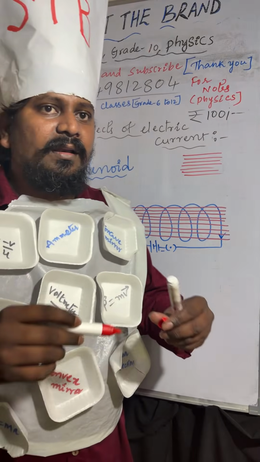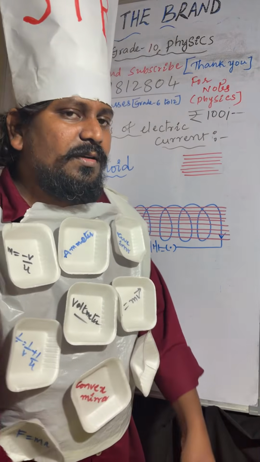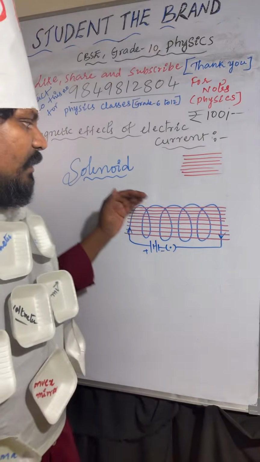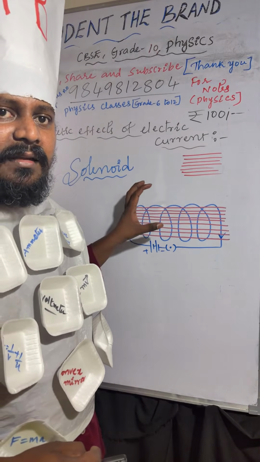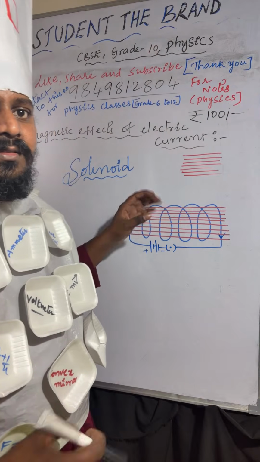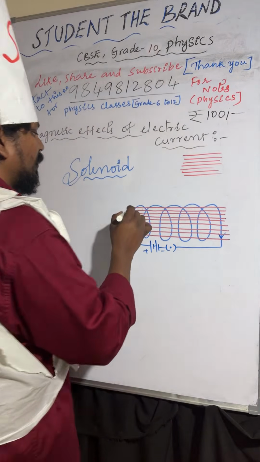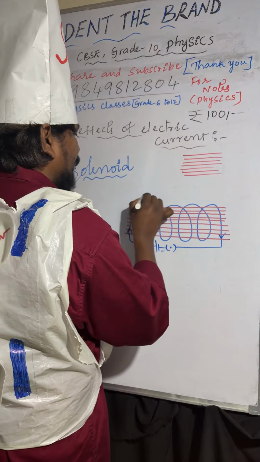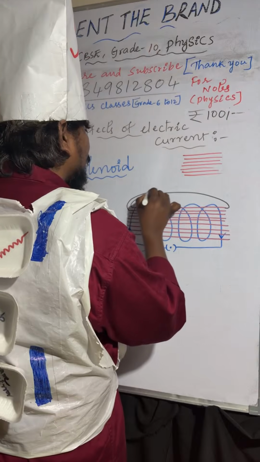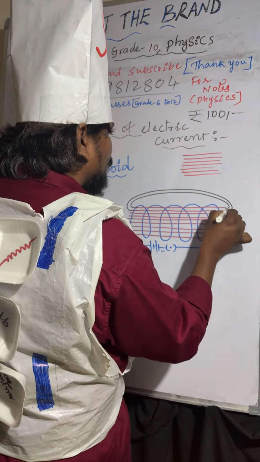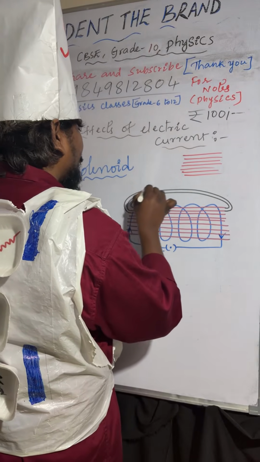Yes or no? 9 lines. What you have to do? First you have to join the 3 lines above, the 3 lines below, and the 3 lines at the middle. So those lines you can draw like this. I am joining like this, 1, next one 2, next one 3.